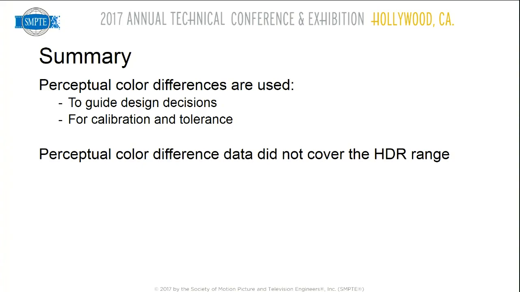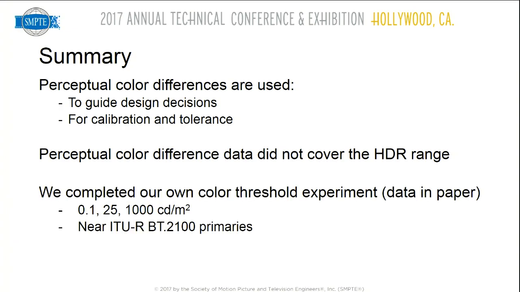So to sum everything up a little bit, at the beginning we mentioned that color differences, perceptual color differences are important to use when guiding design decisions and also for calibration purposes as well as setting tolerances. But the problem was that perceptual color difference data didn't cover the full HDR range and there were a lot of points missing. And that's why we decided to complete our own threshold experiment where we tested colors at 0.1, 25, and 1,000 nits with near Rec 2100 primaries. And the point of all that was to build up a data set that would tell us how humans see colors for high dynamic range and wide color gamut colors.